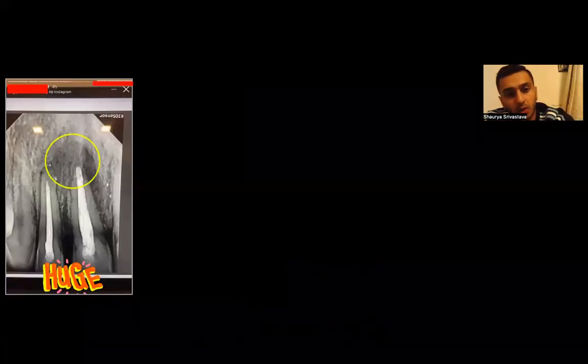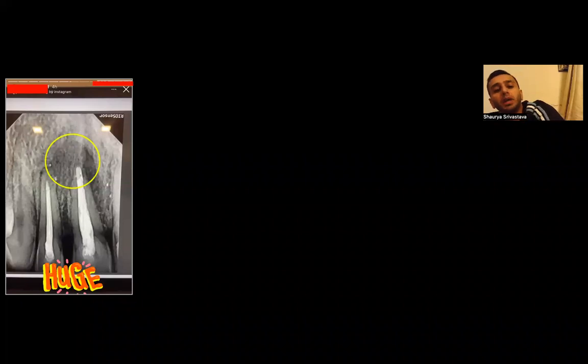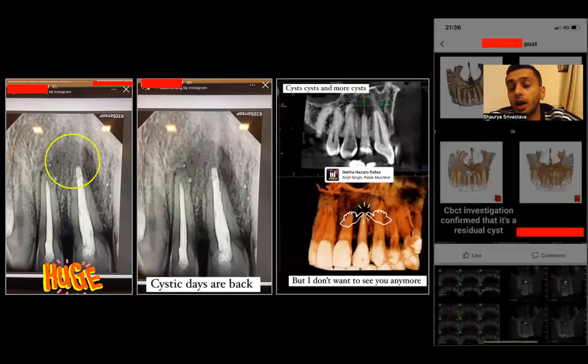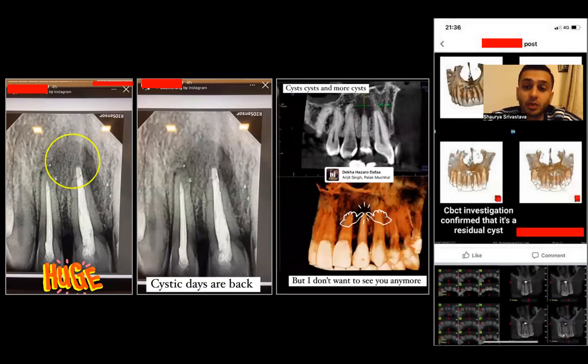And this is a part of social media as well. We see a lot of big dentists, this one in particular, a very, very big social media dentist, diagnosing cysts radiographically. And of course, a lot of young dentists follow this, which is absolutely wrong. This is Facebook as well. You cannot diagnose a cyst radiographically. The image on the right on Facebook says CBCT investigation confirmed that it's a residual cyst. Based on what? You have no idea based on what. Just because a lesion is big does not make it a cyst. Just because it has well-defined margins does not make it a cyst.